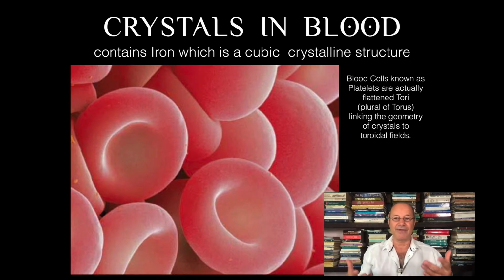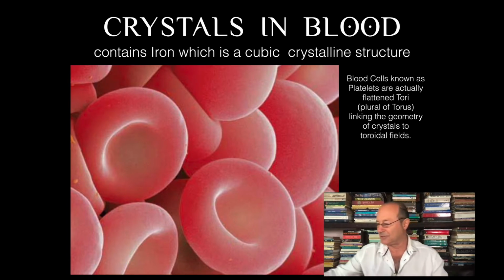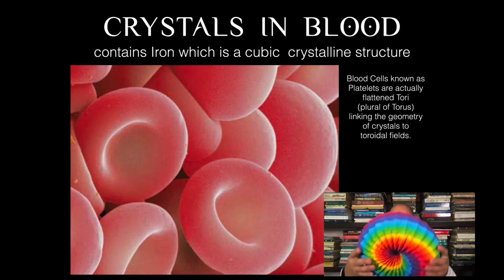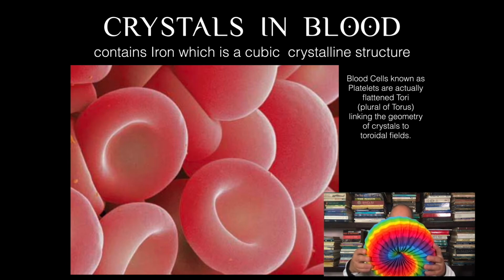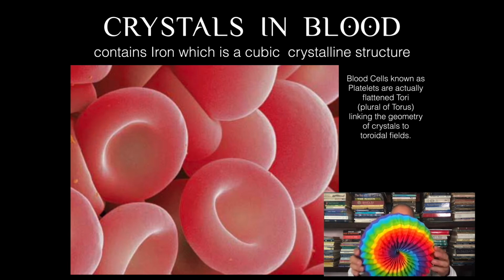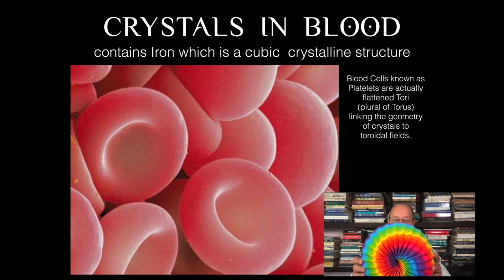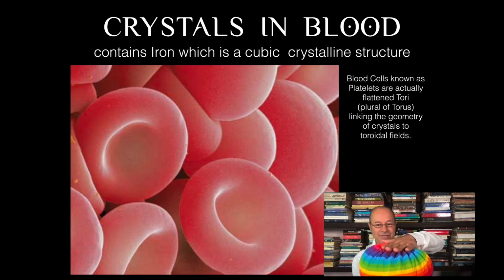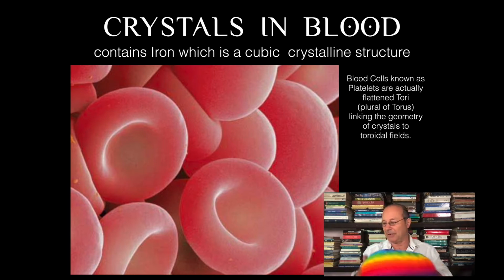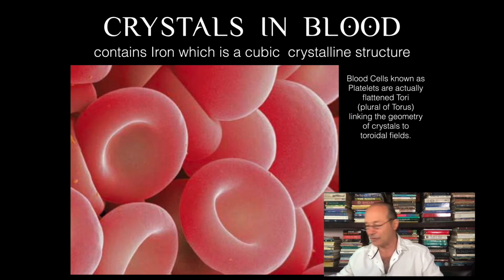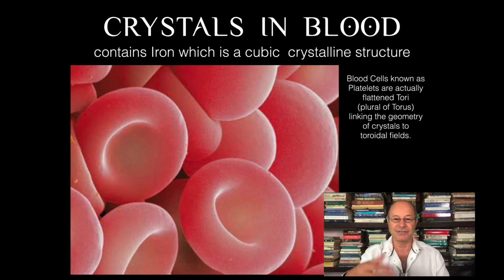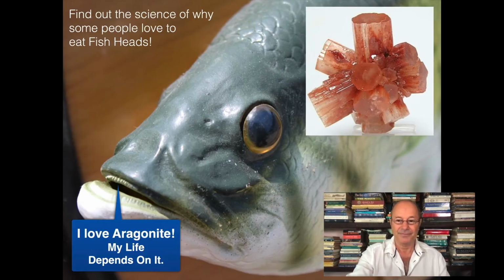More relevantly, we have crystals in the blood, so they're considered to be like a flattened torus. So here we have a torus which knows how to turn itself inside out. It connects the above and the below into a unified field. So blood is actually one of these shapes that is considered to be what we call a flattened torus. And the plural of torus is the tori. And the redness that you see here is because of the crystals called iron or hematite.